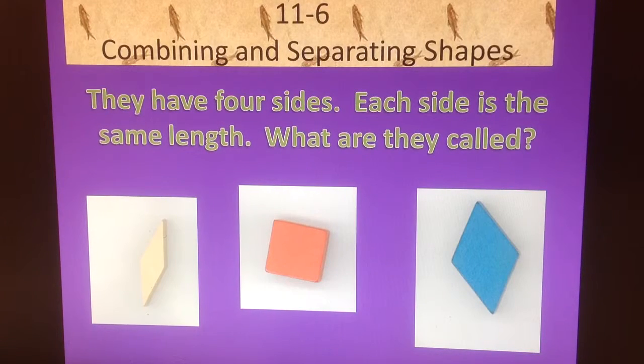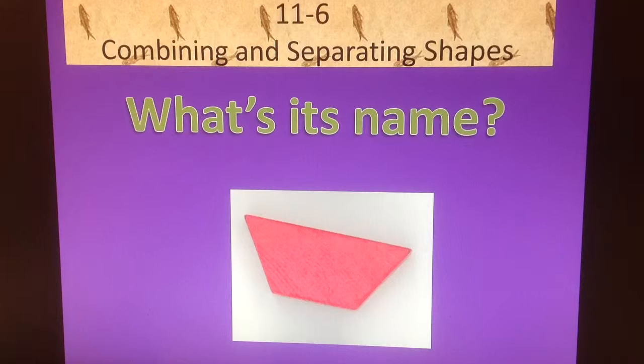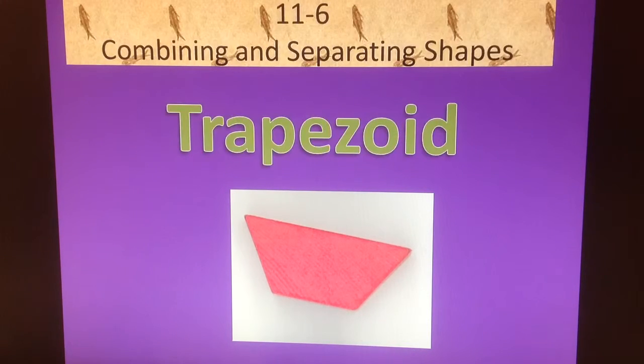Here you have shapes with 4 sides and each side is the same length. This is a special kind of quadrilateral. What are they called? Rhombus is the name for quadrilaterals where each side is the same length. What's the name of this shape? Trapezoid. 2 sides are parallel, 2 sides are not parallel.